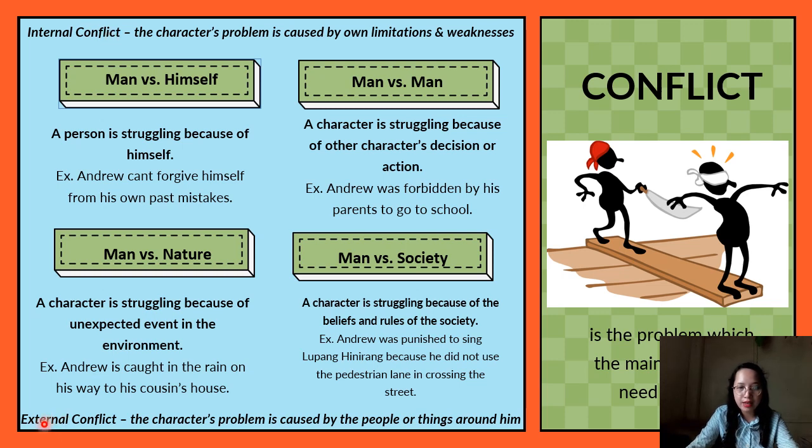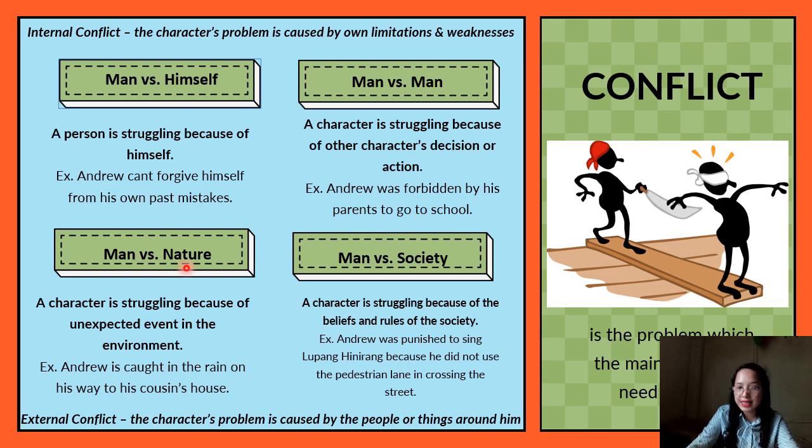On the other hand, we have the external conflict, which is man versus man, man versus nature, and man versus society. Under man versus man, it is described as a character who is struggling because of other characters' decision or action. For example, Andrew was forbidden by his parents to go to school.